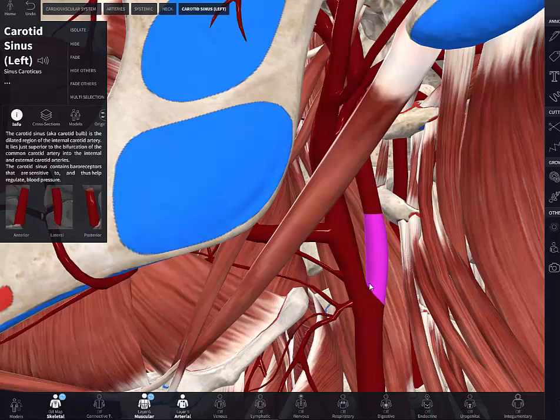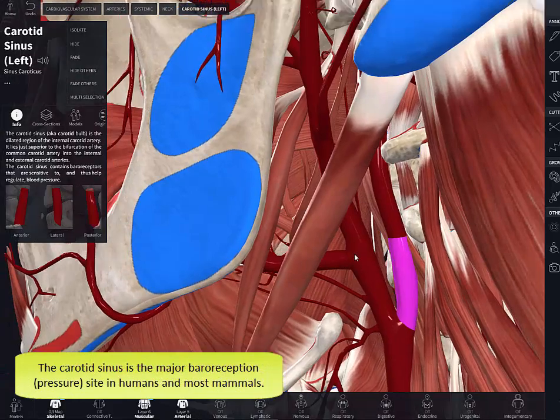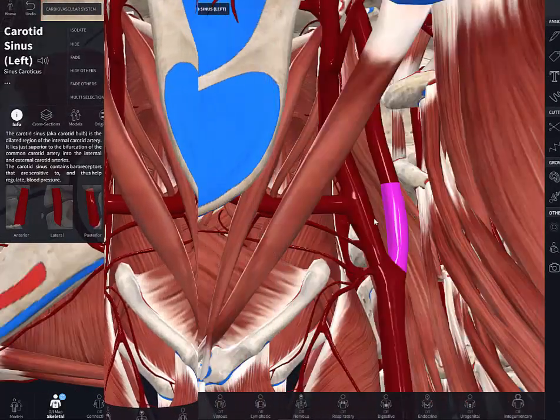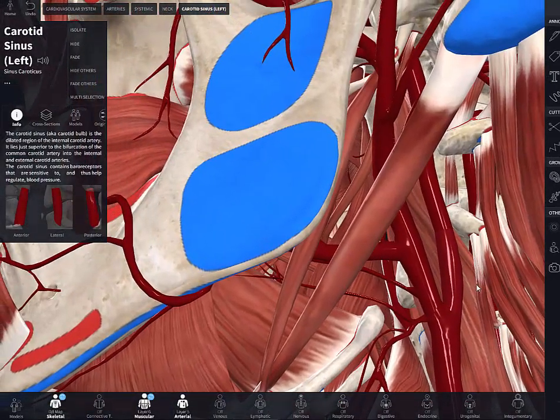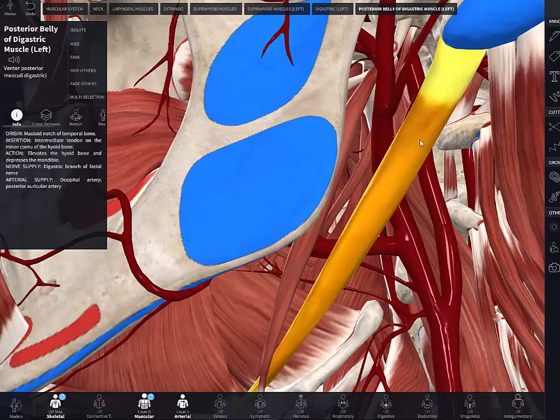And within the carotid sinus, you're going to find little pressure receptors or baroreceptors, and thus help regulate the blood pressure. So to get a better view, I'm going to go ahead and hide some of the muscles. If you've watched the previous lectures, you might already know some of these here. This one is the posterior belly of your digastric. Remember what it does. It actually helps to elevate your hyoid bone and depress the mandible.